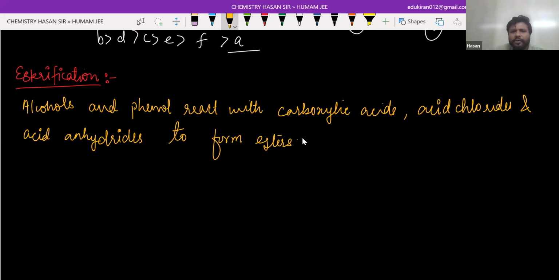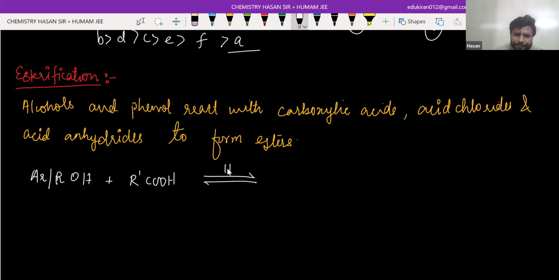So I'm going to write the general equation. Ar means benzene, arene, and R means alkyl group. If this is your alcohol or phenol, and you react it with a carboxylic acid in the presence of H plus, this reaction is reversible. You will get ArOCOR' or ROCOR' plus H2O, that means C double bond O will come here and single bond OR' will come.